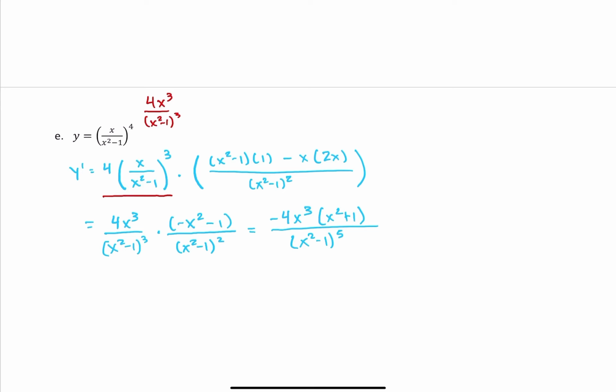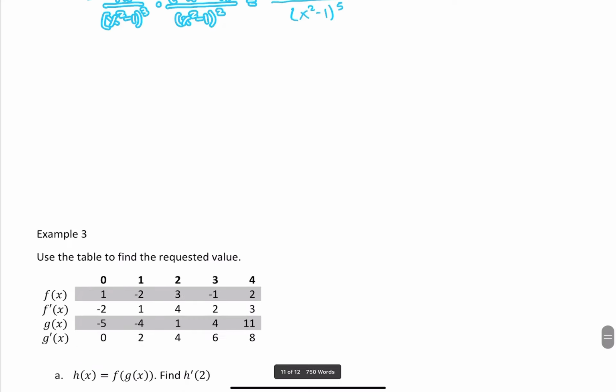All right, so in this problem, we use the quotient rule and we use the chain rule. The answer to the question of Mr. Martin, when do I use the chain rule? All the time. The quotient rule and product rule are situational based upon if we have quotients or products, but we always are going to use the chain rule.